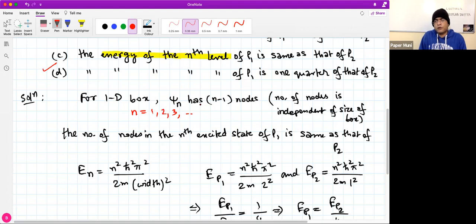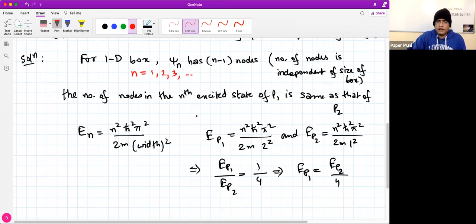This will be true for the symmetric case also. You can plot the wave functions, because we had this alternate even, odd form. If you plot the wave function in the symmetric box also, you'll see the same pattern. The number of nodes does not depend on the size of the box, nor on the symmetry or asymmetry of the box. All right.